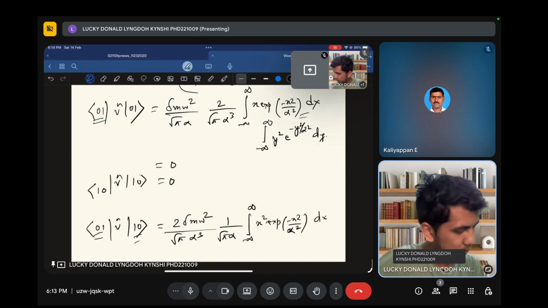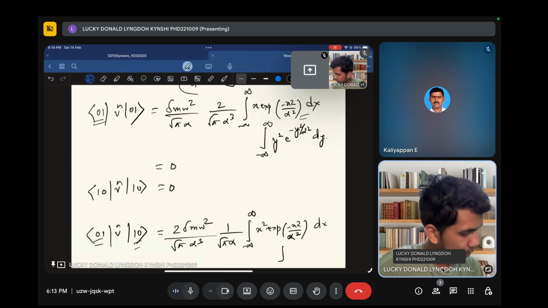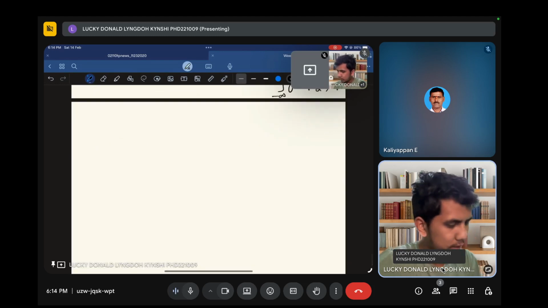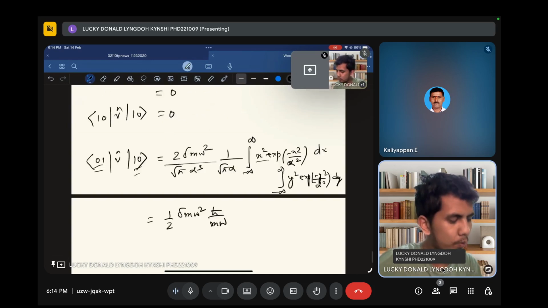This is your dx term, and your dy will be equal to the integral from minus infinity to plus infinity of y squared e to the power of minus y squared by alpha squared dy. And this term, if you solve this equation again, you will get something like half delta m omega squared h cross, times 1 by m omega. Okay, that means you use this formula x squared e to the power of a x squared.